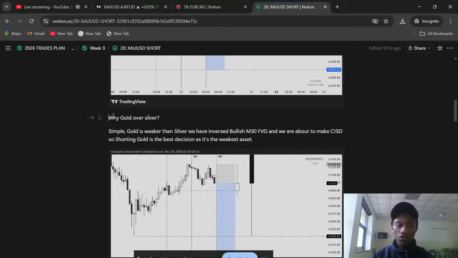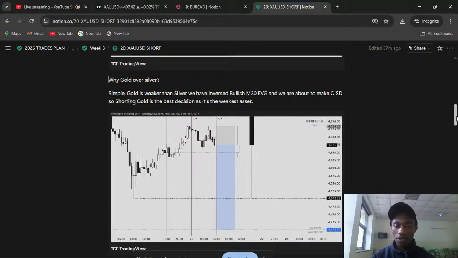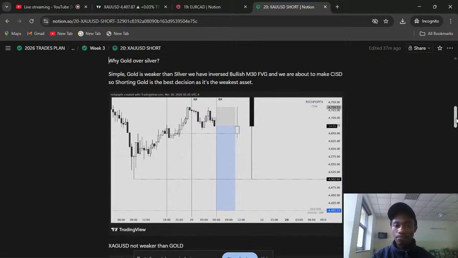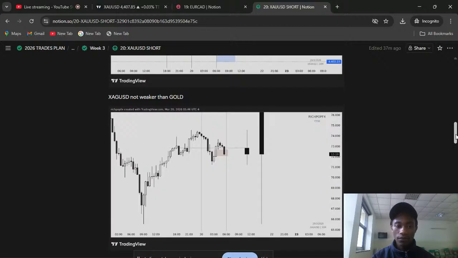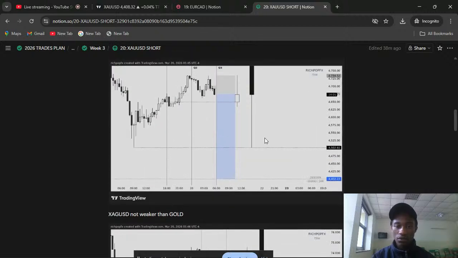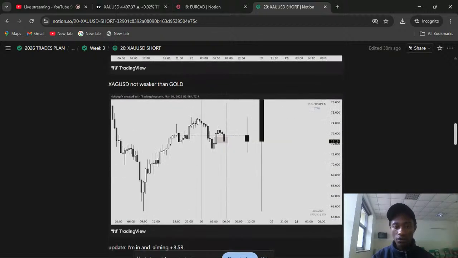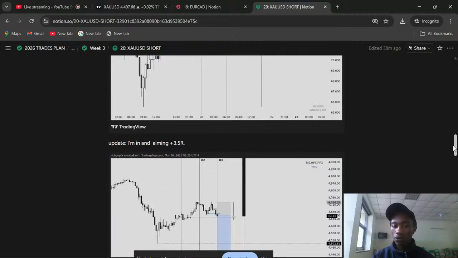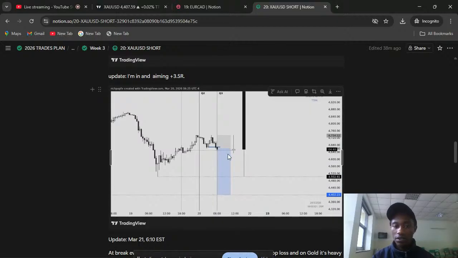Then here I was talking about why gold over silver. Why? Simple. Gold was weaker than silver, and we made an inverse. We got an M40 inverse before anything else. Then here, look at here. This was gold. We already inverted this value gap, while here on silver we're still about this. So for me, gold was the best. And here I entered. I was aiming for plus 3.5 R.